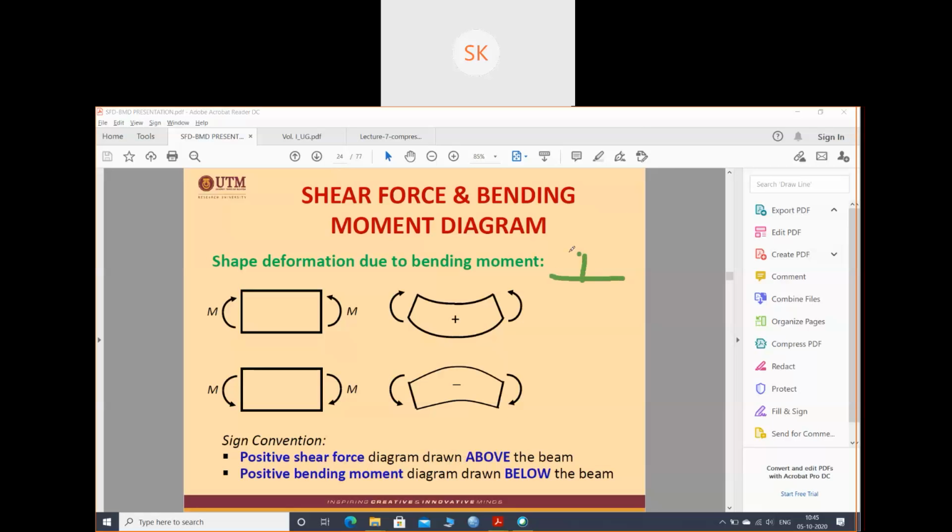if you are getting this, this will be your positive shear force. If you are getting the value in the negative ordinate, this will be the negative shear force. This is the positive shear force. This is the negative shear force.